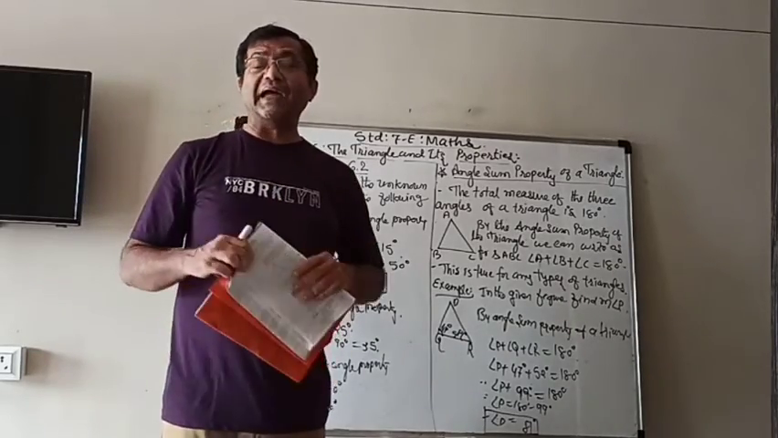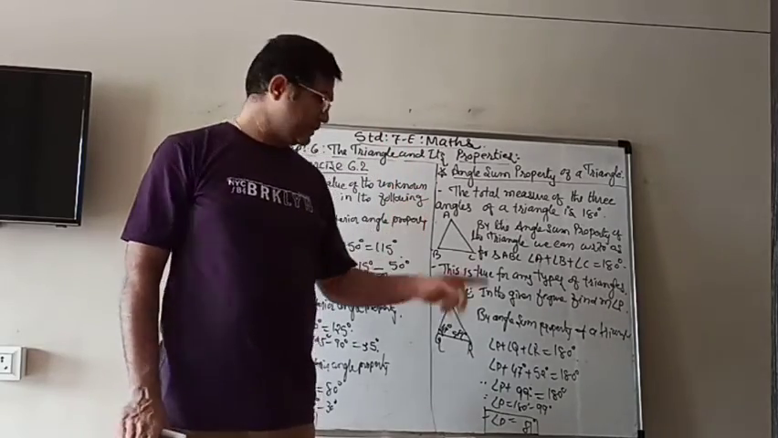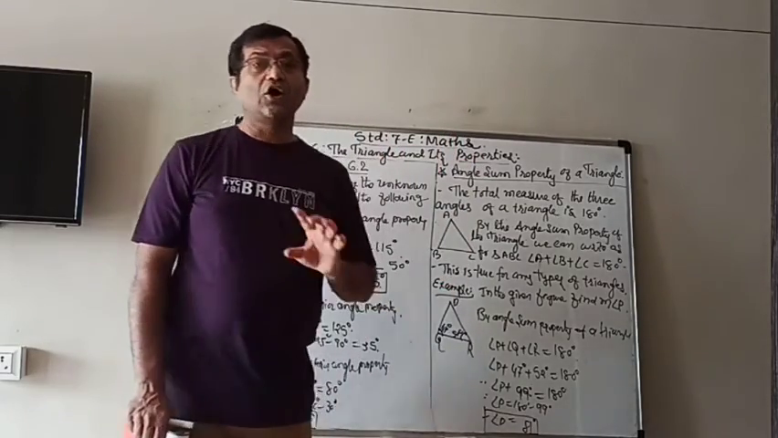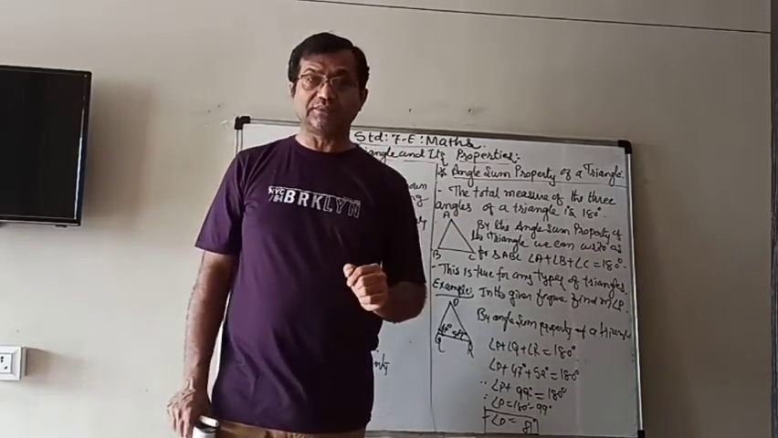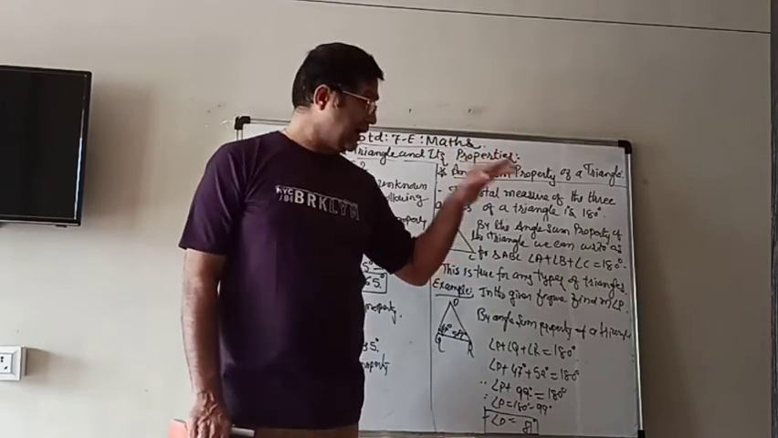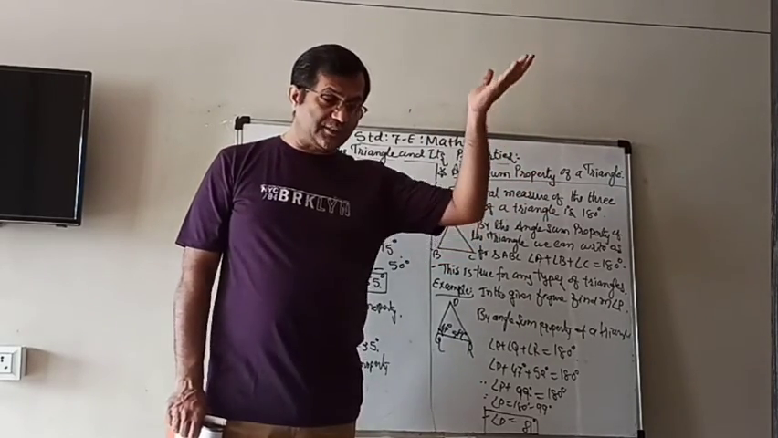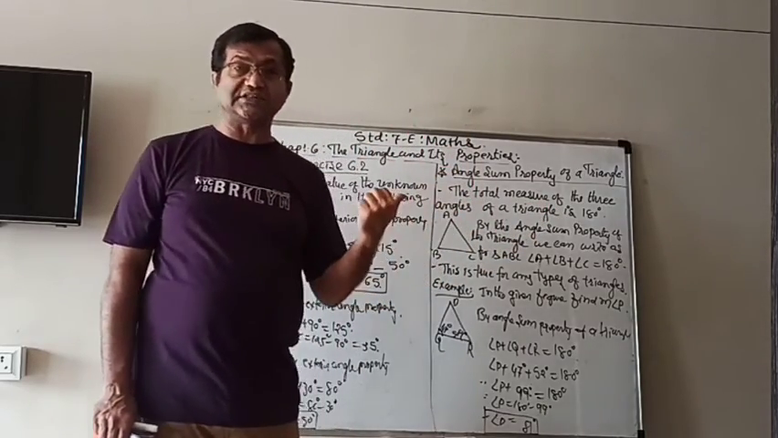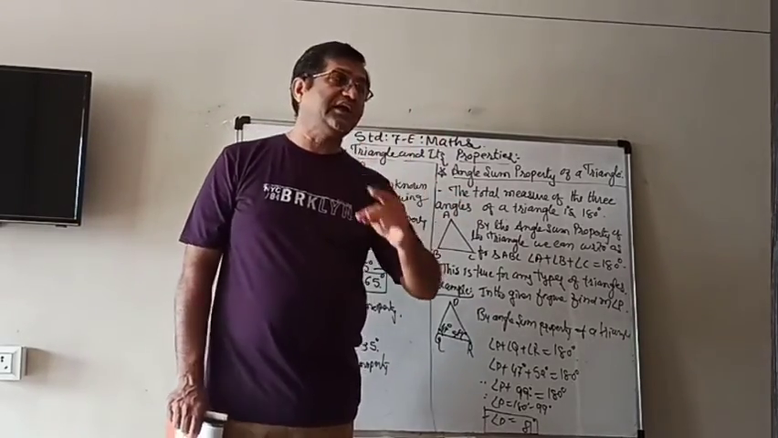So if you know the angle sum property of the triangle, and the measures of two angles are given, then you can easily find the measure of the third angle. So this property is very important. Both the properties, the exterior angle property that we learned earlier and the angle sum property. In exterior angle property, the exterior angle is equal to the sum of the interior opposite angles, and the angle sum property says that the sum of three angles of a triangle is 180 degree.